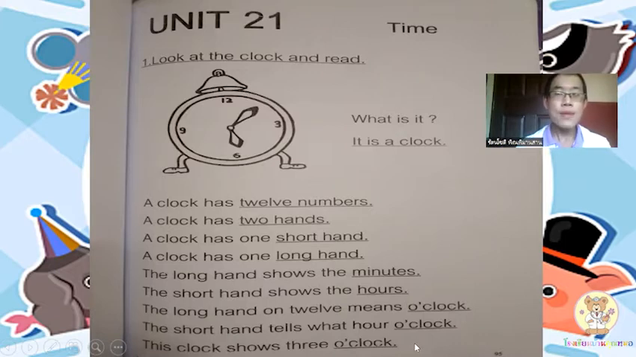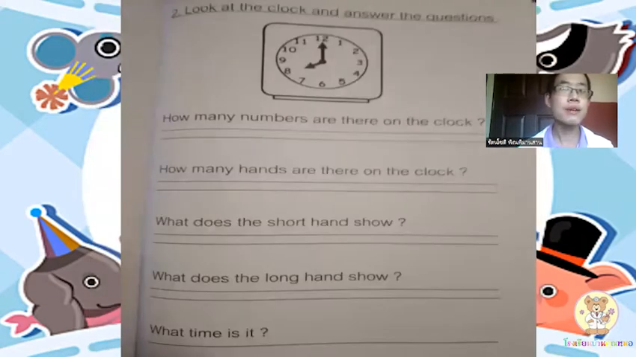Okay, so I make sure that all of you understand how to tell the time, right? If we talk about shorthand, it tells us about the hour. But if it talks about longhand, it tells us about the minutes, right? So I want all of you to open to the next page. We're going to do the exercise about the clock. Look at the clock and answer the questions.